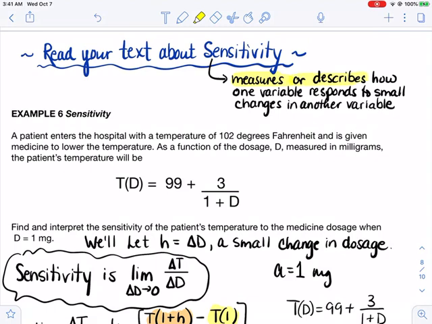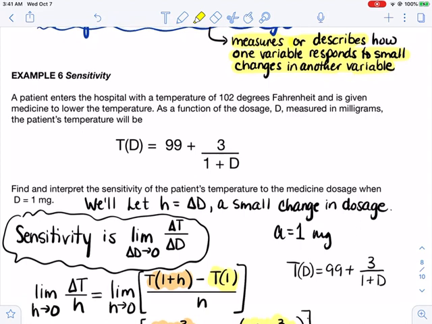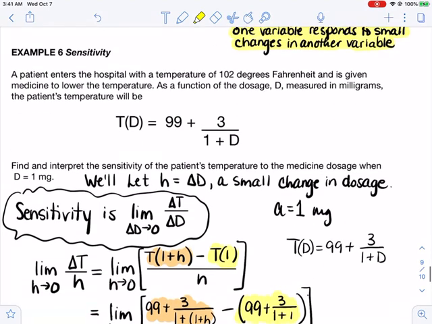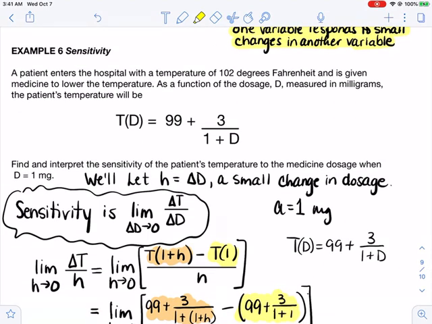But sensitivity measures or describes how one variable responds to small changes in another variable. Okay, so if we look at this problem, maybe it'll clarify things. Sometimes we can understand better if we're going through an example. So a patient enters the hospital with a temperature of 102 degrees Fahrenheit and is given medicine to lower the temperature. As a function of the dosage, measured in milligrams, the patient's temperature will be. So you're going to have to copy this down because I think I left it all off of your notes.